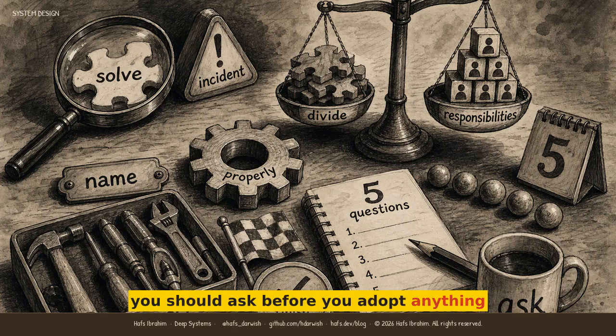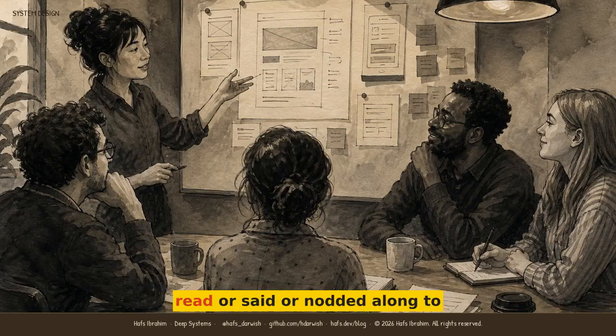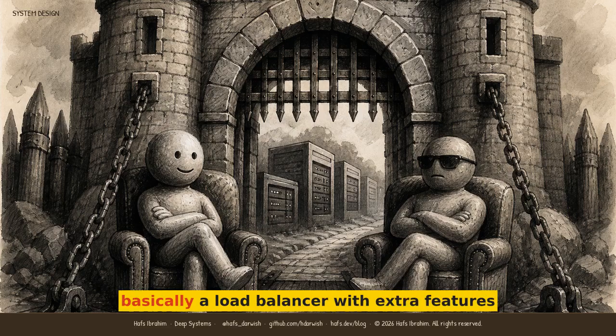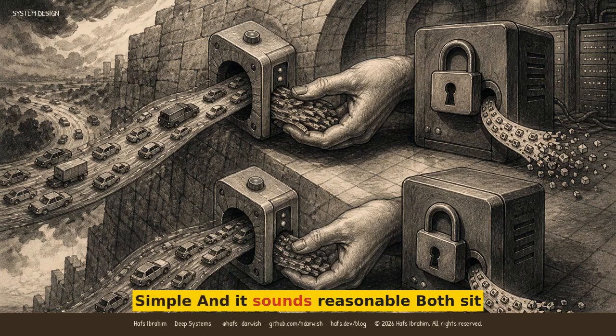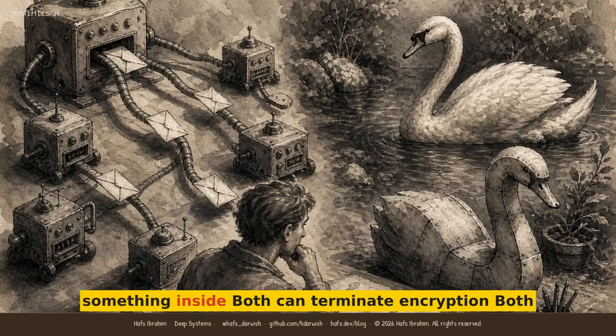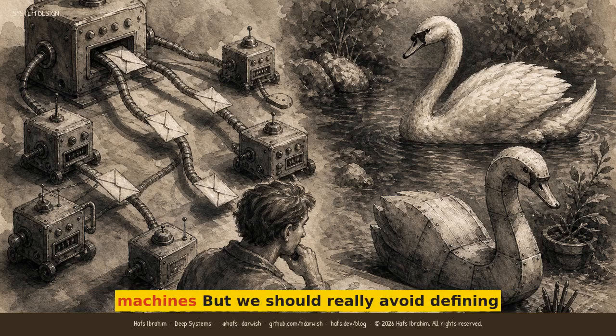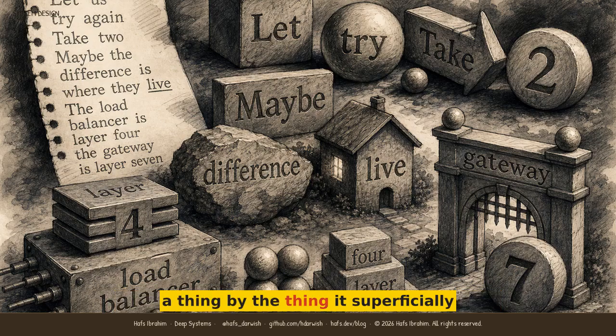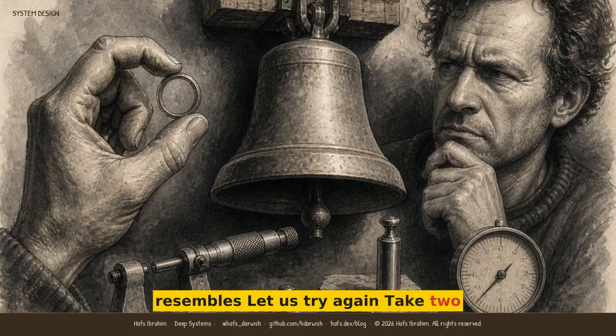Here is the sentence you have probably read, or said, or nodded along to in a design review. The gateway is basically a load balancer with extra features. Simple. And it sounds reasonable. Both sit in front of your services. Both take traffic from outside and hand it to something inside. Both can terminate encryption. Both can be configured to spread requests across machines. But we should really avoid defining a thing by the thing it superficially resembles. Let us try again. Take 2.